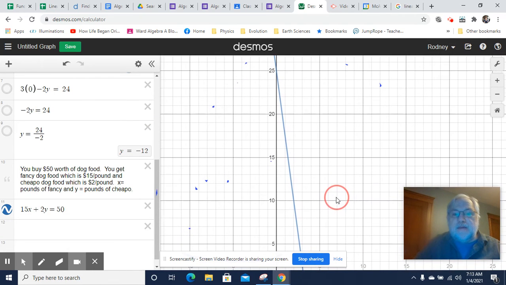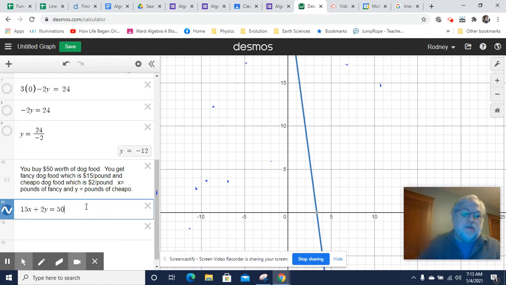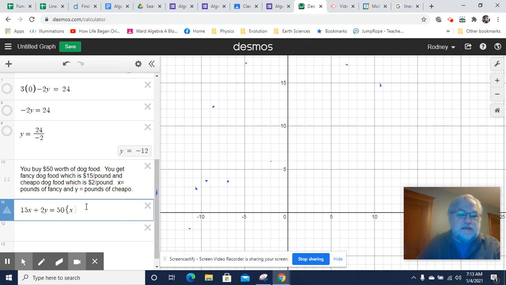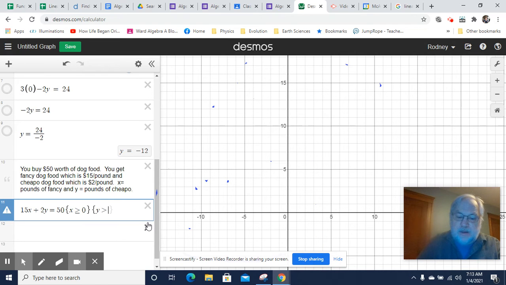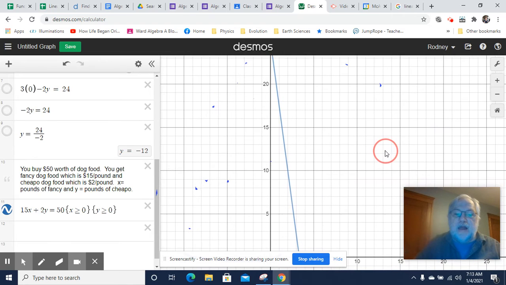Now, we're not going to have any negative amounts of pounds of cheapo or any negative amounts of pounds of fancy. So I'm going to make a restriction. So I use the fancy brackets. I'm going to say X is greater than or equal to 0. So because fancy could be 0. You could have bought none. And then I'll make another one. Y is greater than or equal to 0 as well. So that restricts it to only non-negative values.